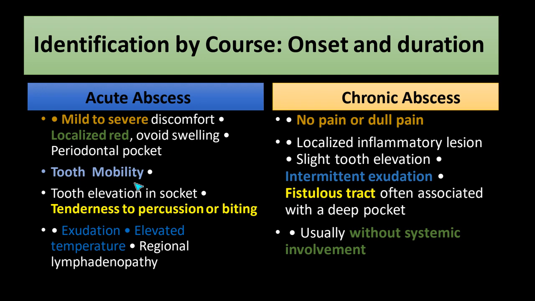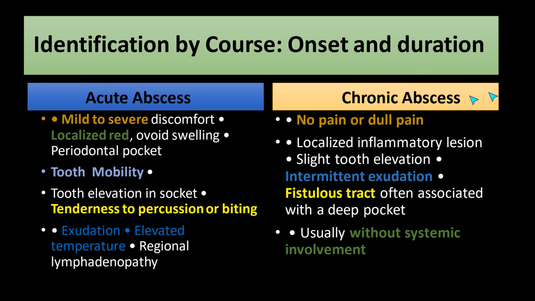There could be tooth mobility due to the extensive periodontal destruction. The tooth could be slightly elevated from the socket. Definitely the patient will have pain and tenderness on percussion or while biting on any objects. There will be exudation, there will be fever or elevated temperature, there will be lymphadenopathy. All these are the clinical features of acute periodontal abscess.